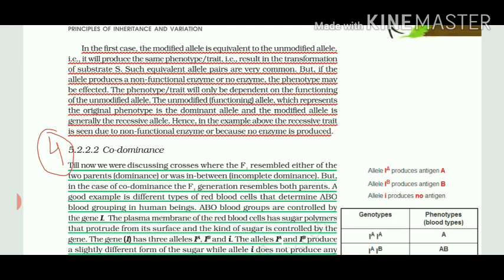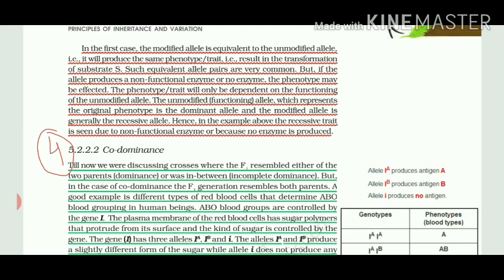But how many alleles result in these 4 kinds of blood groups? In our red blood cells, the plasma membrane, the covering of the RBCs, has sugar polymers coming out. They act as receptors, and the kind of sugar present is controlled by genes. The name of the gene is capital I. How many alleles are there? There are 3: capital IA, capital IB or small i.